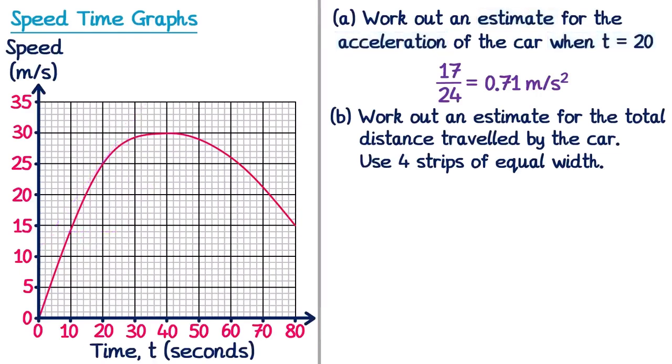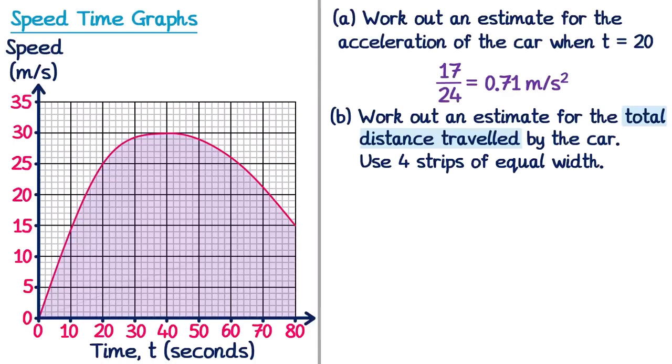In the second part of the question, we're asked to work out the total distance travelled by the car. Now we know the total distance travelled is the area underneath the graph, so we need to work out this area here. Now once again, this is very complicated because the graph is a curve rather than straight lines, so we can't find this area accurately.